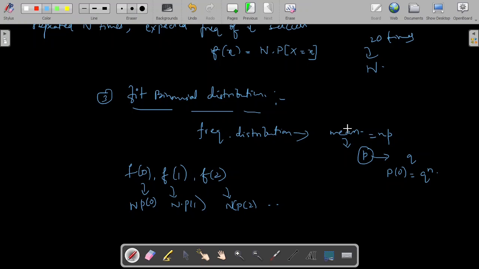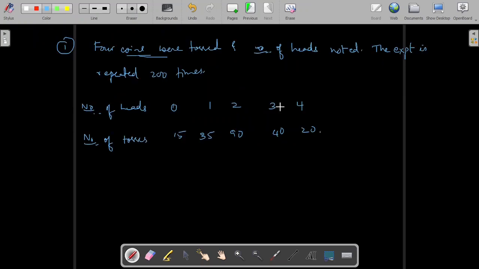I'll explain this using an example. See, tossing 4 coins at a time. Toss 4 coins at a time, and that is repeated 200 times, and the number of heads is noted. They had conducted this experiment. There were 4 people standing, and those 4 people were tossing a coin at a time, which is the same as 4 coins being tossed.